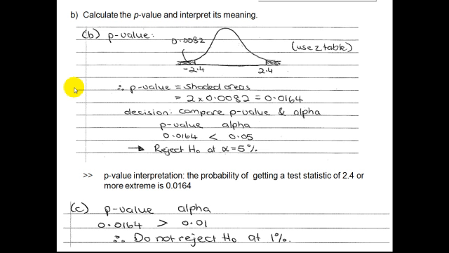If we change alpha, well, we just do a new comparison. And this time our p-value is greater than alpha. So that's saying that our test statistic did not fit inside the reject region, and so therefore we don't reject the null.